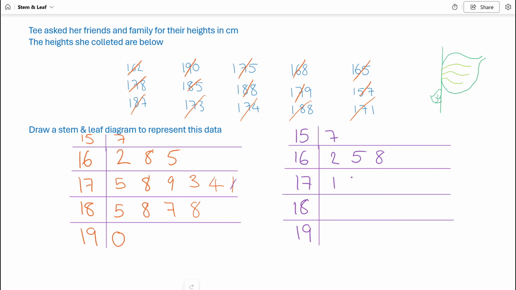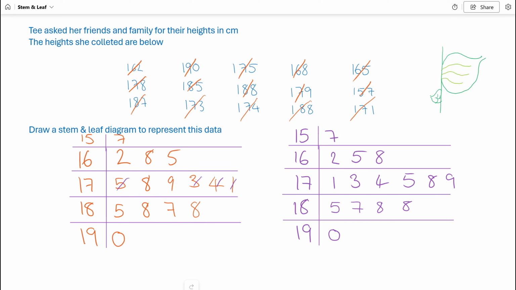We've got 3, 4, 5, 8, and 9. Okay, now we're going to look at 18. I'm literally just covering 18 and then just writing these bits in order. So we've got 5, then we've got 7, now we've got 2 8s, so we just put them in. Then on 19, it's just a 0. Okay, so that's the majority of your marks there.